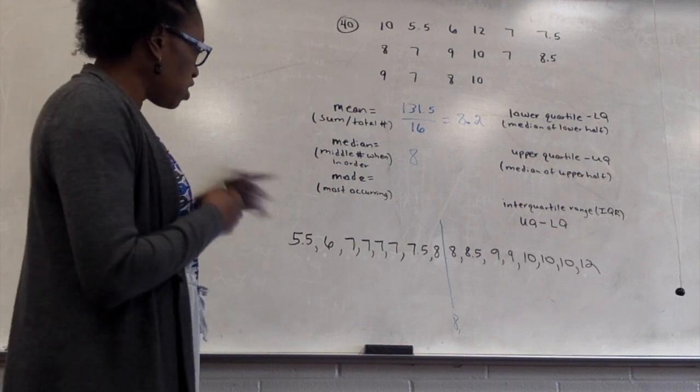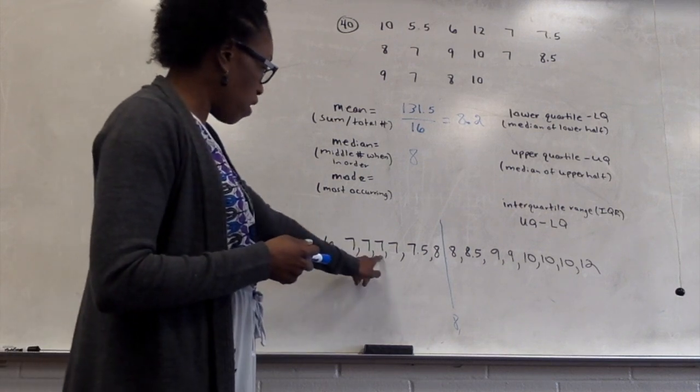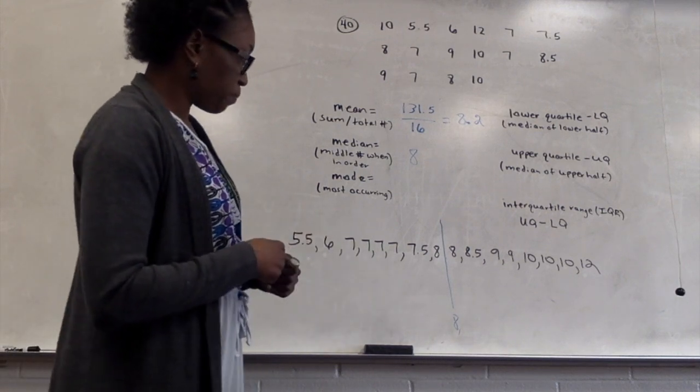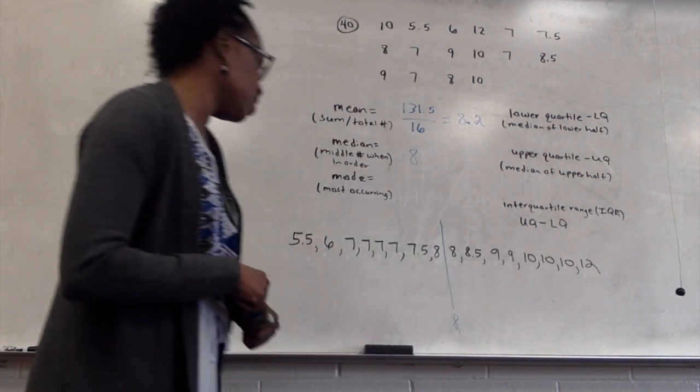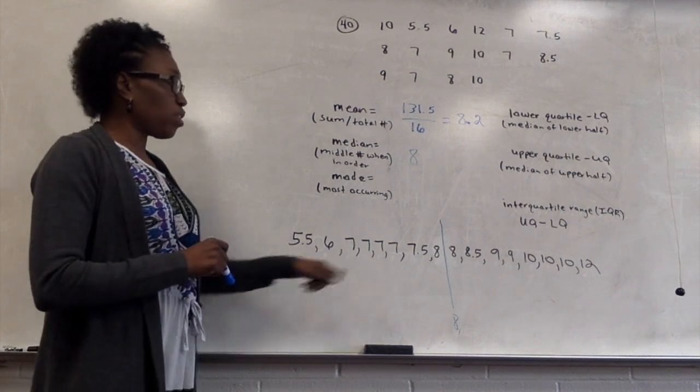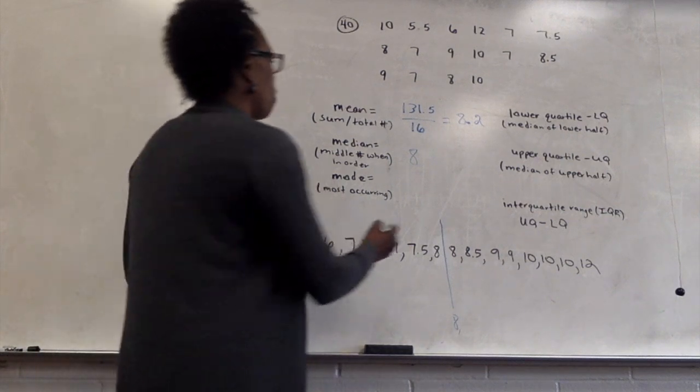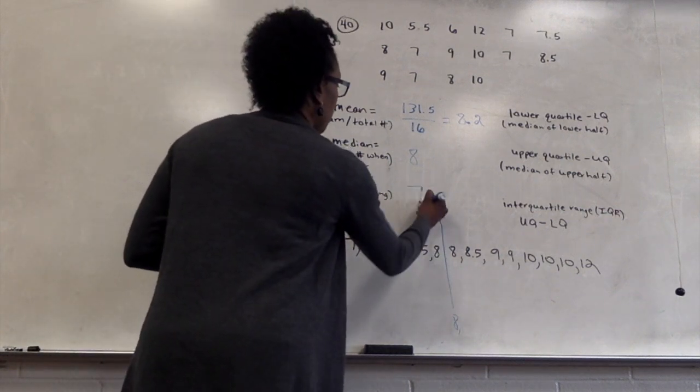So when I look here, I see my 7s, 1, 2, 3, 4 7s. And I see that there are 3 10s. So it looks like 7 will be the one that appears the most. So my mode is 7.